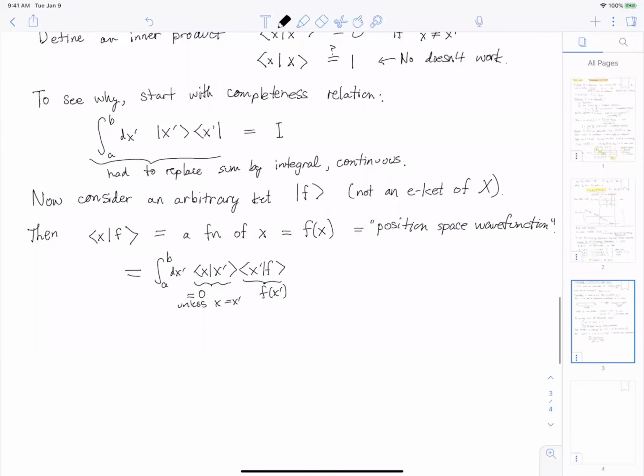Okay, so if it's 0 for x equals x prime, that means we didn't really have to integrate from a to b. Instead, we could write f of x is equal to the integral from x minus epsilon, just a little bit below x, up to x plus epsilon, just a little bit above x, of dx prime, f of x prime, and then this x prime thing has to go in there.